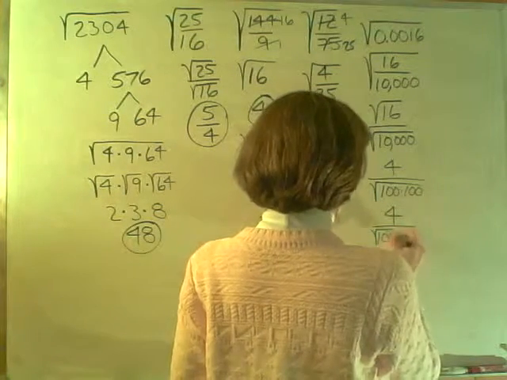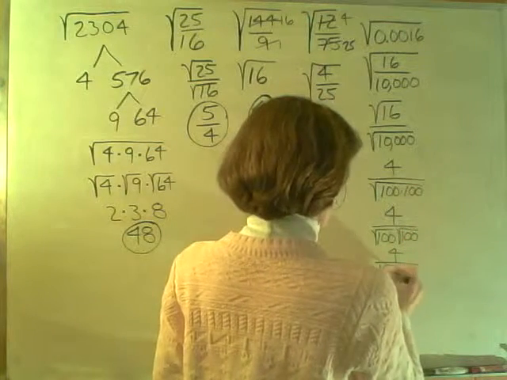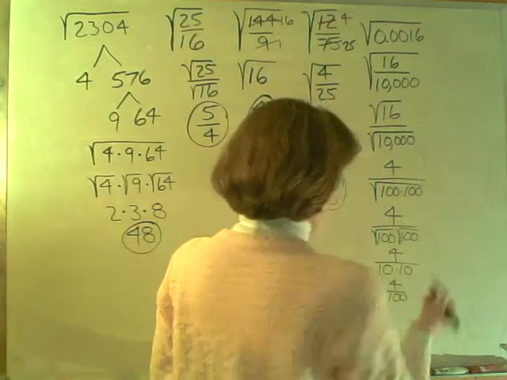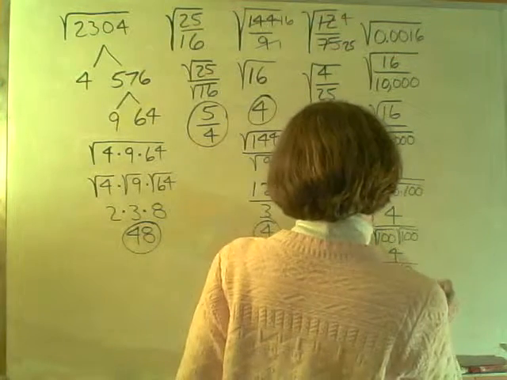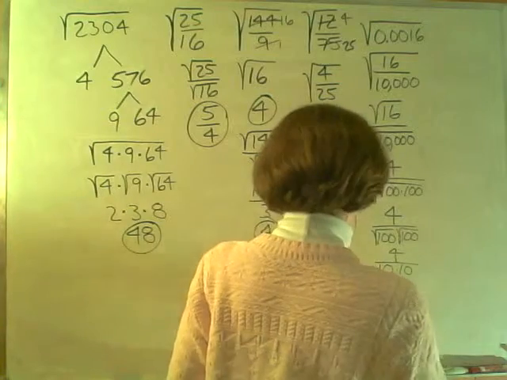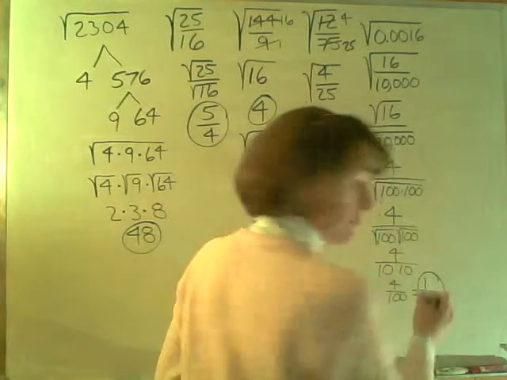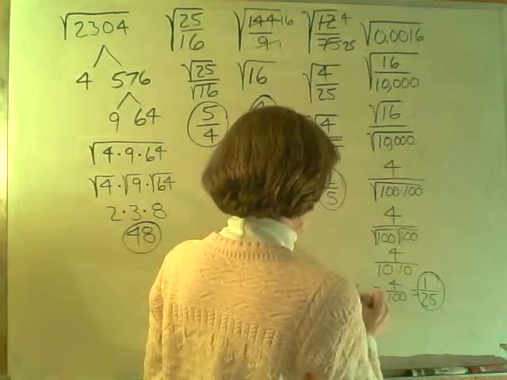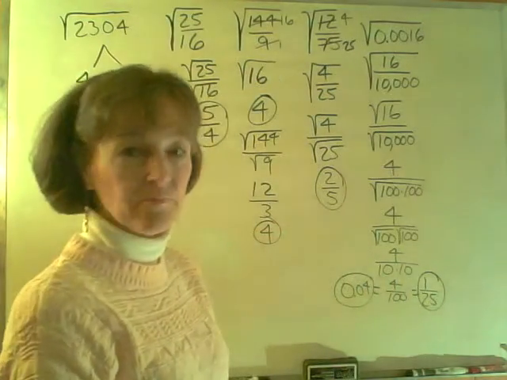Well, let's write it this way. The square root of 100 times the square root of 100. So this is going to be 4 over 10 times 10, or 4 hundredths. Now, if I'm going to write it as a fraction, I need to say that it's really 1 over 25. So I can say that my answer is 1 over 25, or I could write 4 hundredths as a decimal and say that it's 0.04. Whichever one, you know, it doesn't matter.